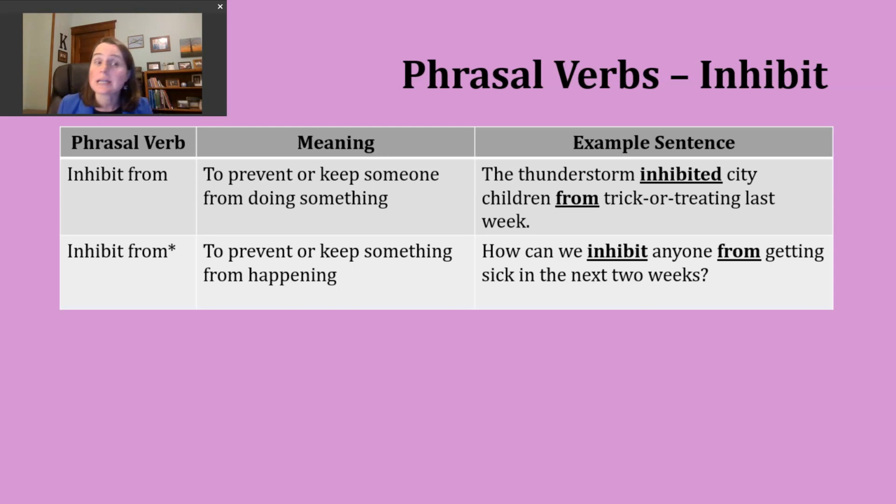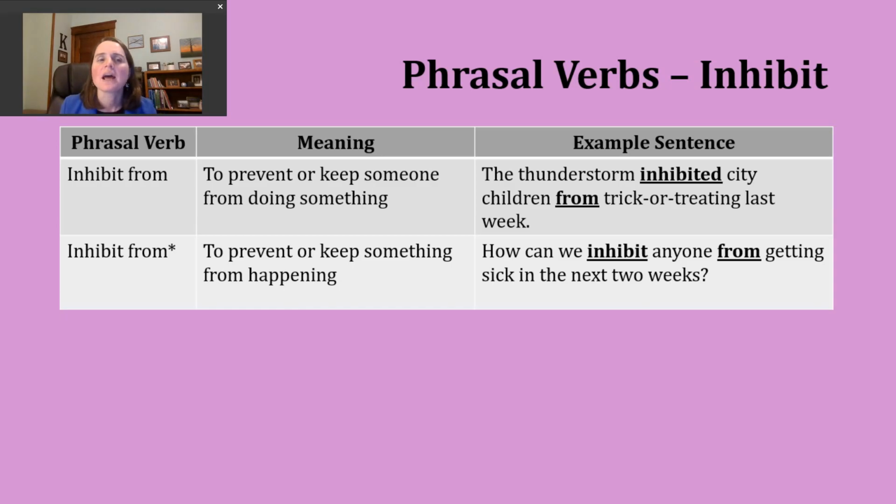A second way to use inhibit from can mean to prevent or keep something from happening. An example of this could be, how can we inhibit anyone from getting sick in the next 2 weeks? So here, maybe we've got a group of people working together on a very time-sensitive project, and they need everybody to stay healthy and be able to work a great deal. And so that's what is maybe being worried about when someone utters a question like this.